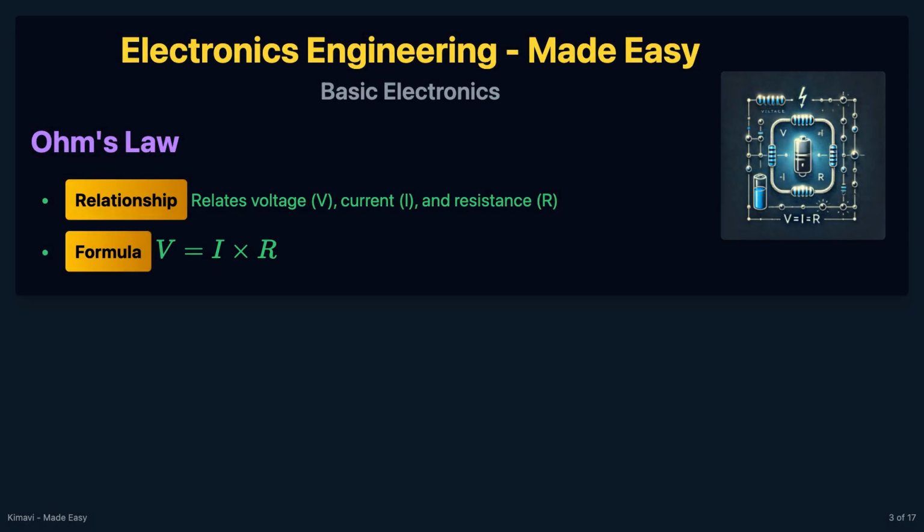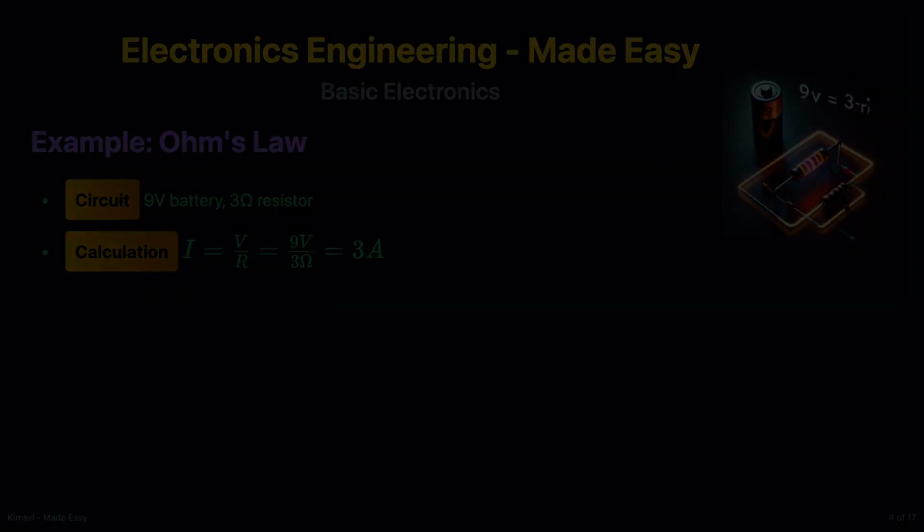Ohm's law is a fundamental principle in electronics that relates the voltage, current, and resistance in an electrical circuit. It is expressed by the equation V equals I times R. Here, V is the voltage across the resistor in volts, I is the current flowing through the resistor in amperes, and R is the resistance of the resistor in ohms.